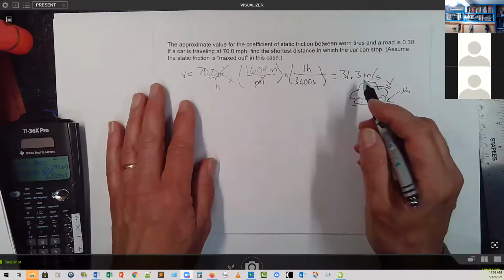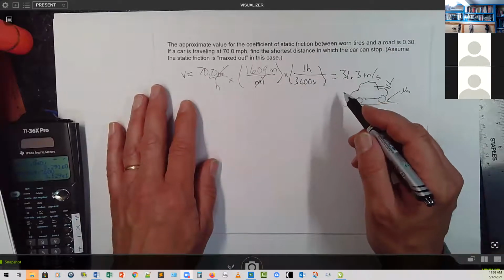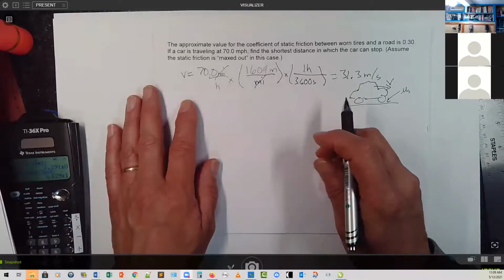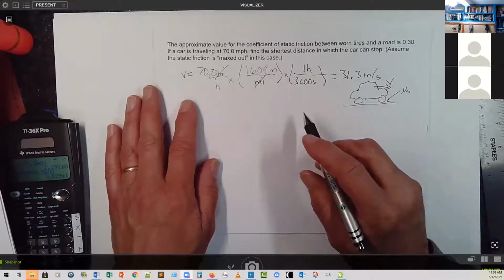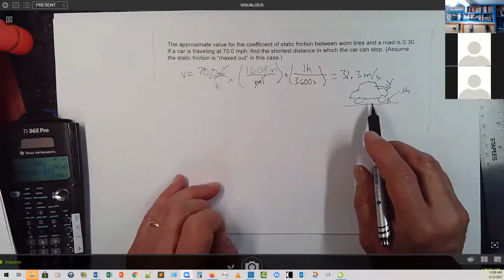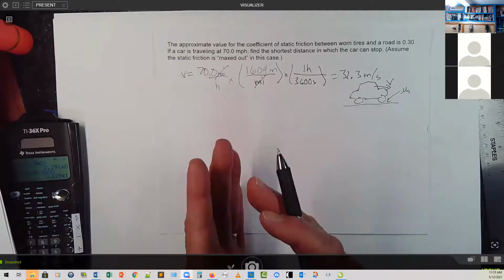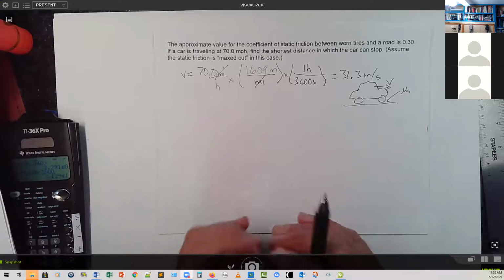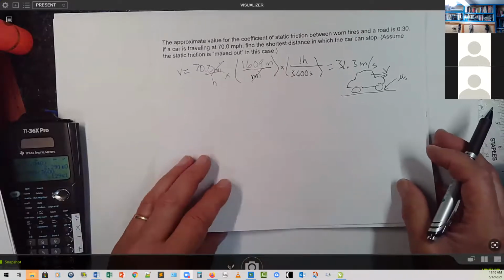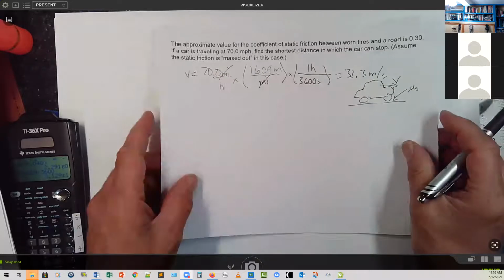Well, if I know the initial speed, and I know, what do I know? I'll know the frictional force. I'll be able to figure out the acceleration, and I don't care how long it takes in time to stop. I just want to know how far. I may be using that equation that doesn't have time in it. So let's see where that gets us.